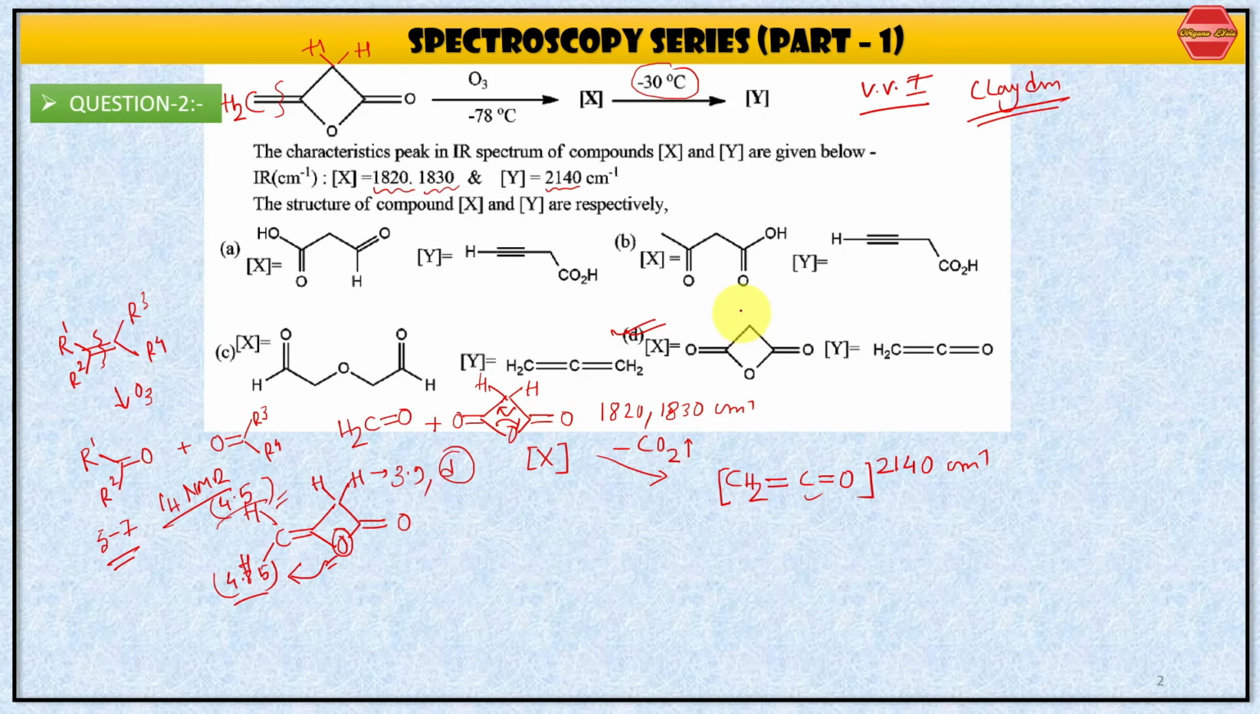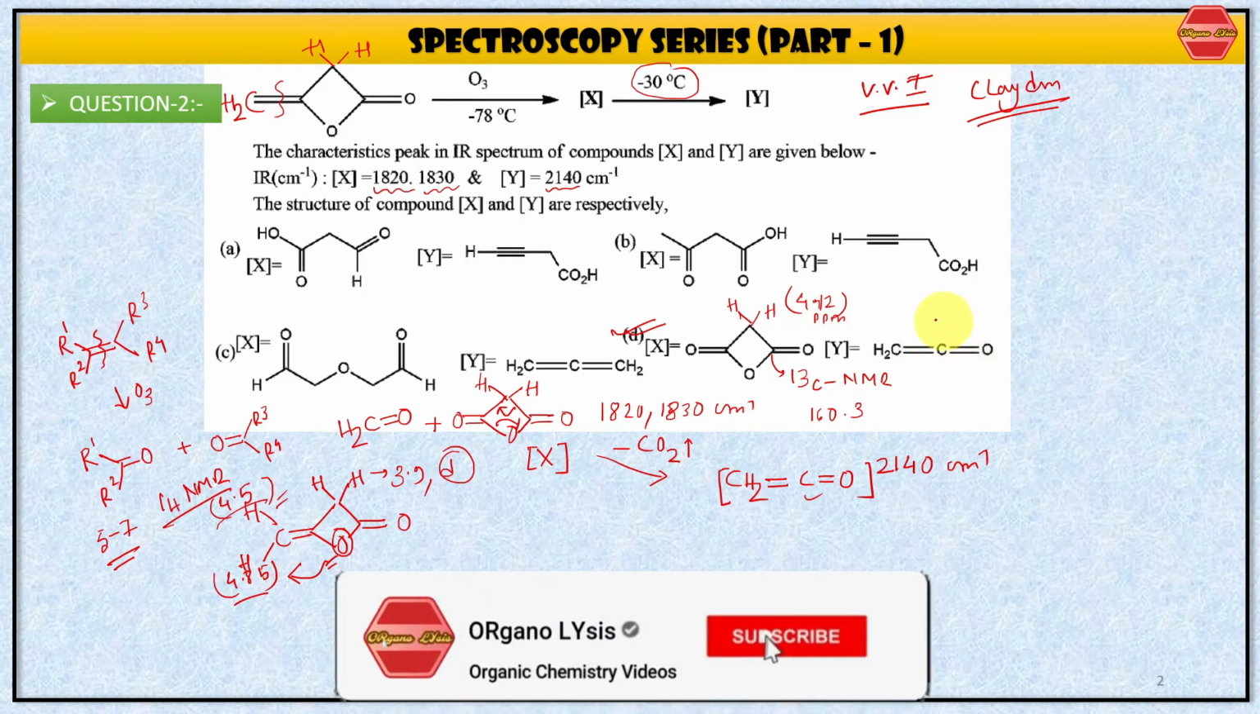Now from this one, there are only two protons that are given. So these two protons show a value around 4.12 ppm, and the delta value is around 160 just because of this ketone. So if they ask the 13C NMR values, the 13C NMR value of this carbon is around 160.3. Now what about this one and this ketene?